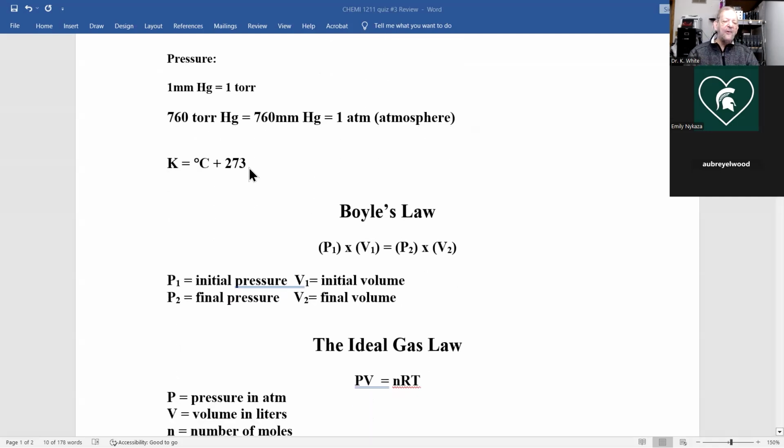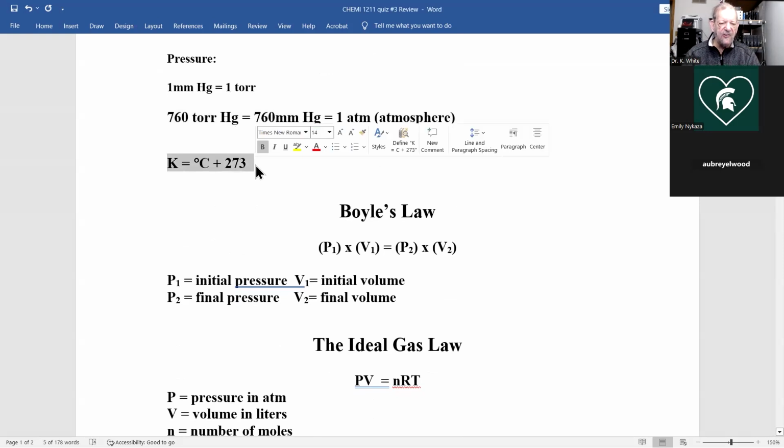All right, now you're going to need this later. How to convert from degrees C to Kelvin, you add 273. Now I talked about the gas laws, and these were laws that help scientists understand the relationship between certain parameters of a gas. And the first one is Boyle's law. And Boyle's law is P1 times V1 equals P2 times V2.